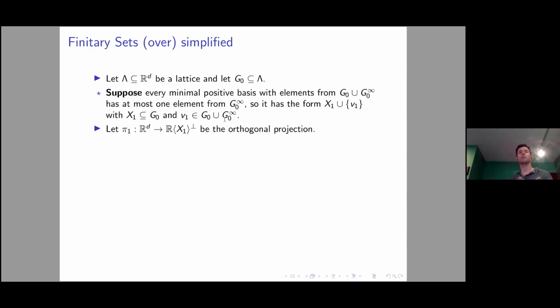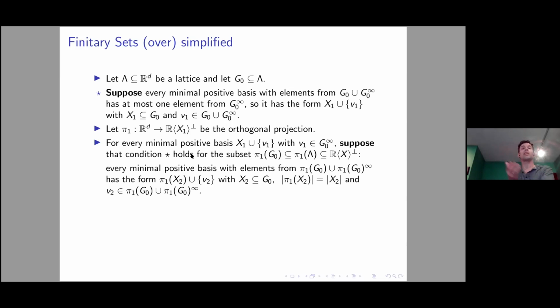Now let's look at all possible minimal positive bases that we can form using elements from the original set plus these infinite directions. Let's suppose that any such set has the form that there's at most one element that's an infinite direction. So it has the form x1 plus possibly some b1, which is either a lattice point from the set or another infinite direction. We're not done. So let's use pi1 to denote the orthogonal projection where we mod out by the subspace spanned by that subset x1. And let's continue.